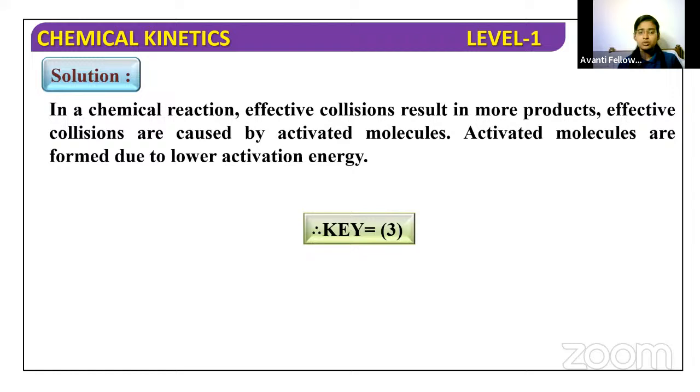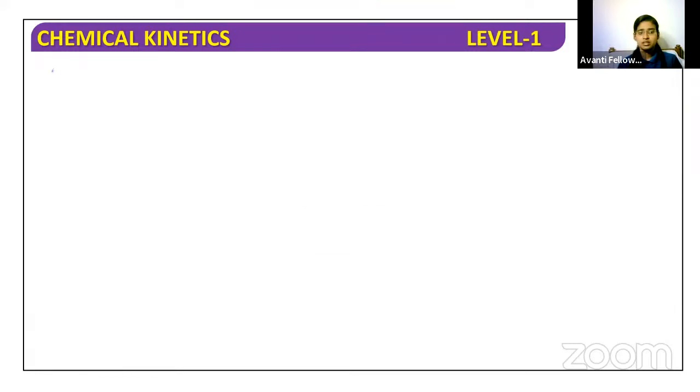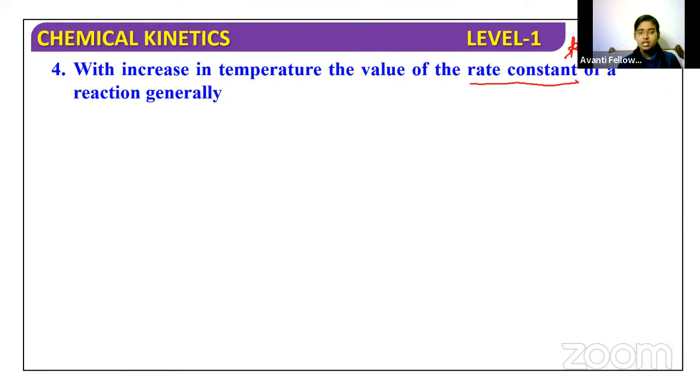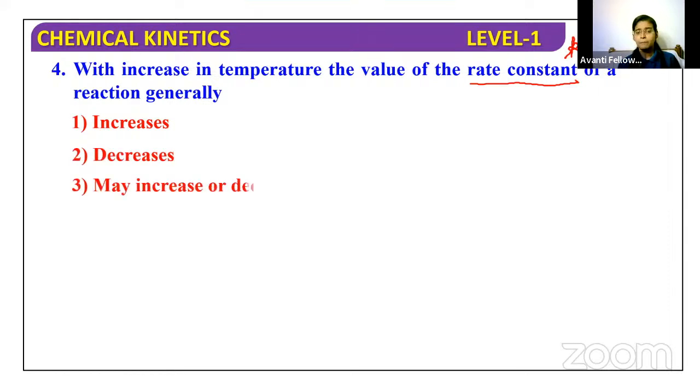Now, coming to question number 4. With increase in temperature, the value of the rate constant of a reaction generally... So, what is the rate constant? It is denoted by the letter K, right? If you increase the temperature, rate will increase. If you increase the temperature, what will happen to the rate constant? Will it increase, decrease, may increase or decrease, or not change? Which is the correct answer for this?